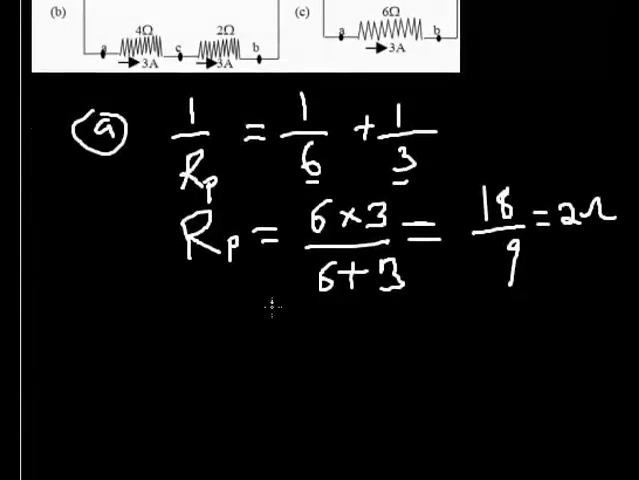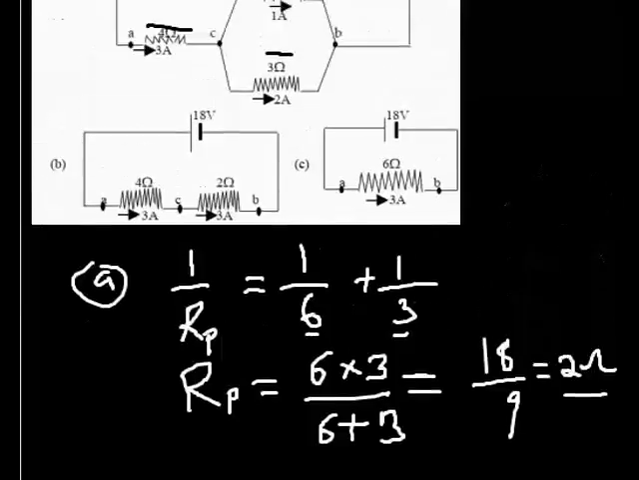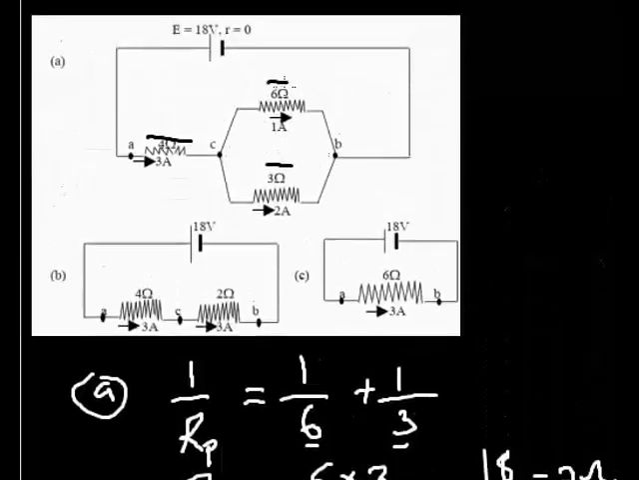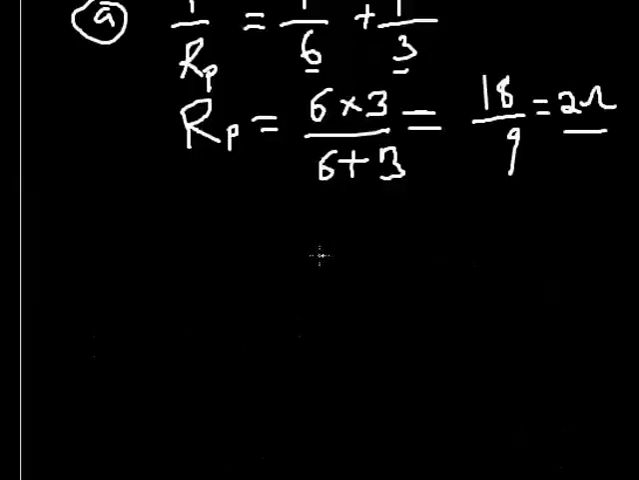Okay, so now this is 2 ohm being the whole of this. So that means 6 ohm and 3 ohm, after resolving it, gives me 2 ohm. So I can actually just use one resistor to represent it.